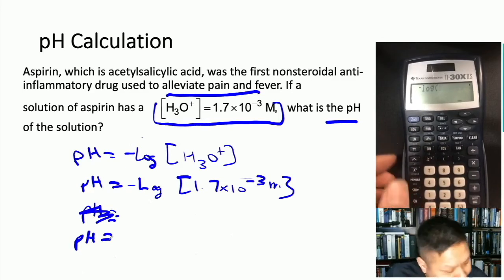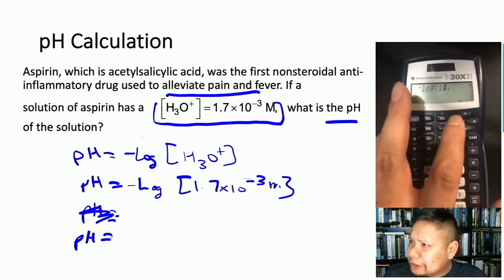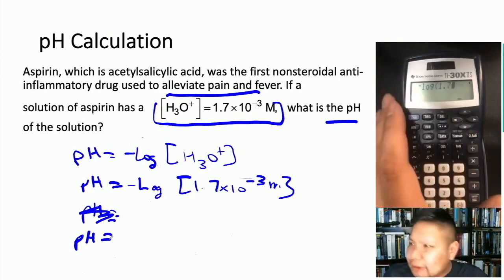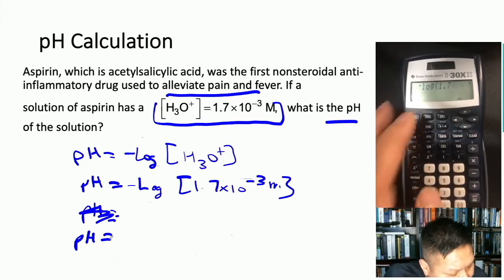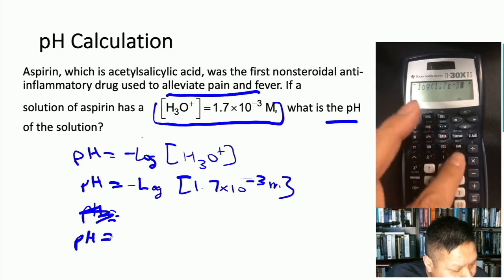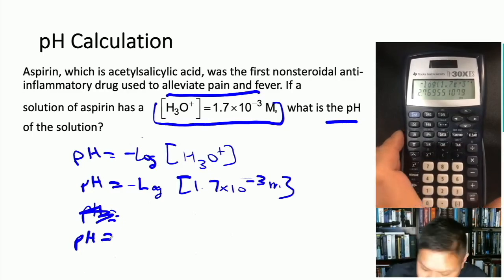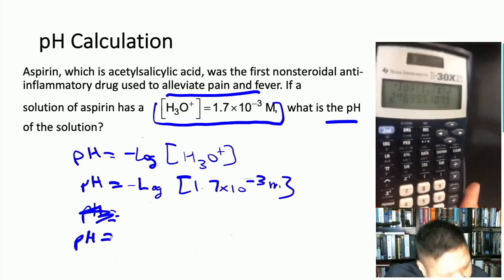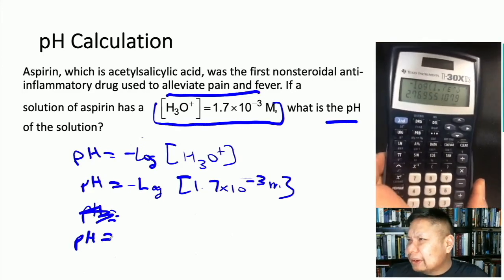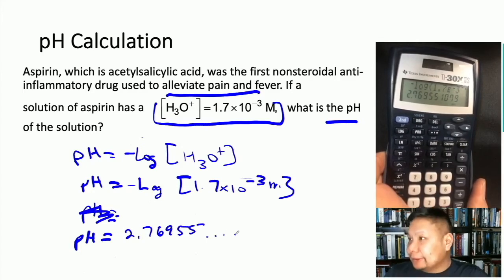And then you just put in the concentration of hydronium, 1.7. Oops, not 17. Can't do those mistypes. 1.7, and then E to the negative 3, close the parentheses, and then press enter. And then we get, sorry, I can't see it very well. There we go. So we get pH equals 2.76955 dot dot dot. Lots of numbers right there.